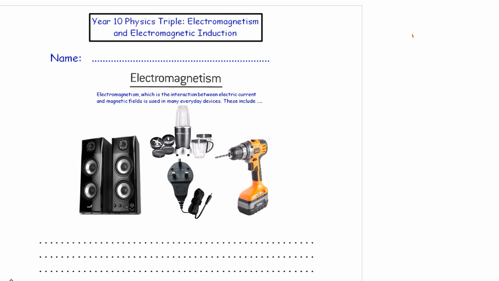Hello, Year 10 Triple. You haven't got this booklet yet. You will do by the next time that we see each other. This is the final topic in Year 10.